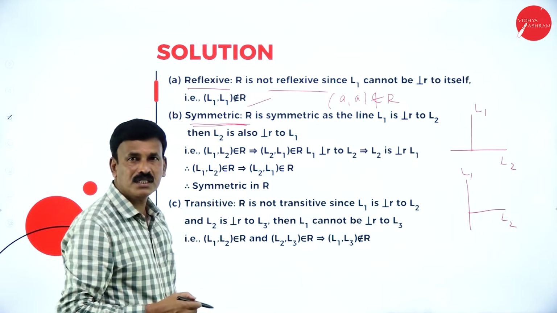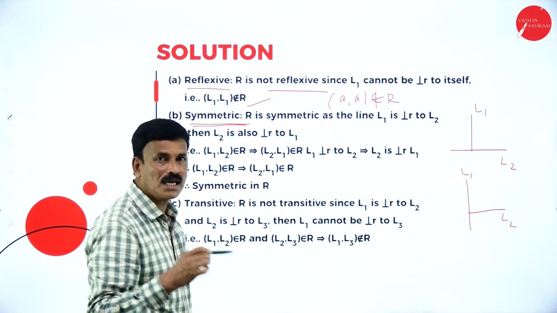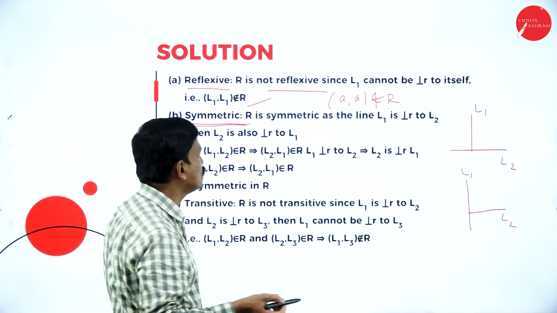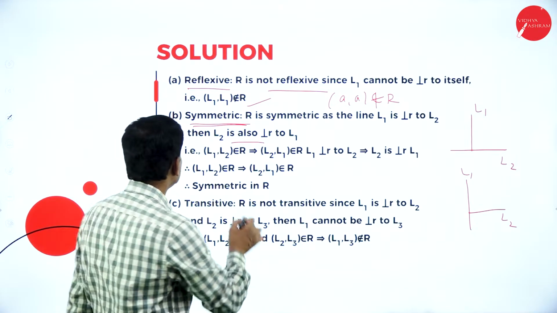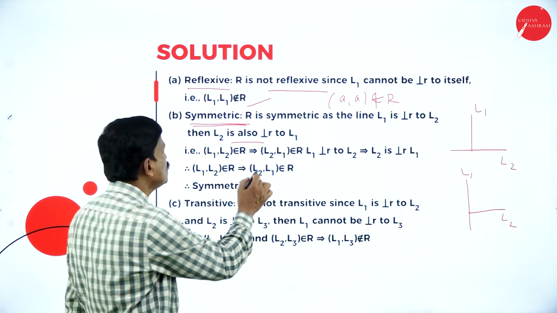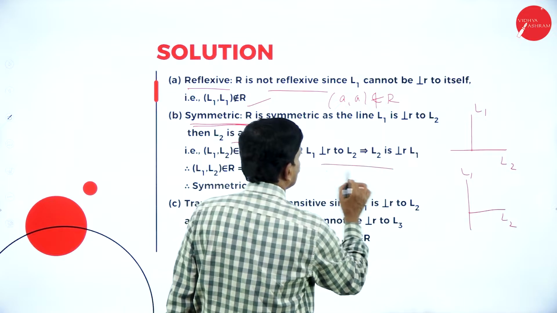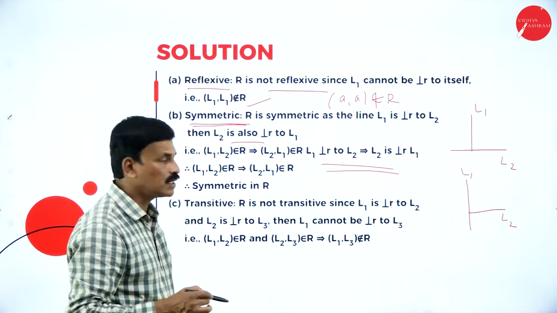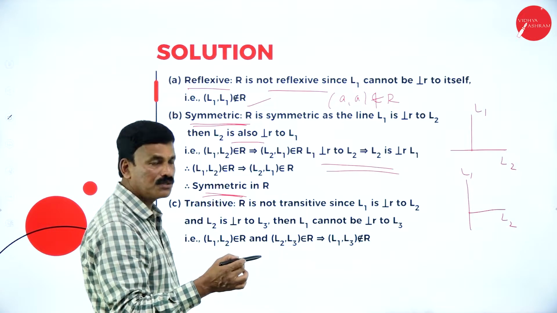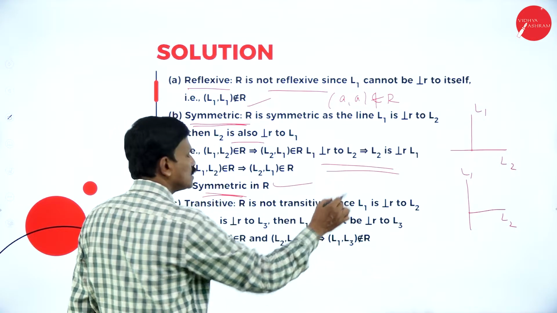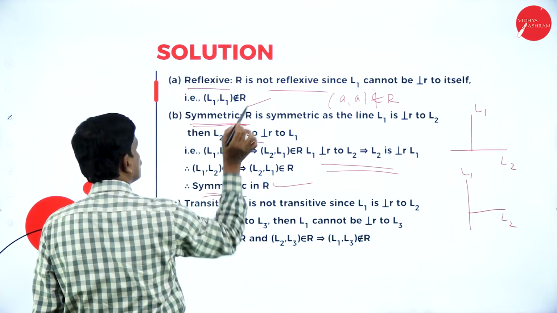So therefore the given relation is symmetric. That is, R is symmetric, as the line L1 perpendicular to L2 implies L2 is also perpendicular to L1. (L1, L2) belongs to R implies (L2, L1) also belongs to R. L1 is perpendicular to L2 implies L2 is perpendicular to L1. Therefore, (L1, L2) belongs to R implies (L2, L1) belongs to R. Therefore, R is symmetric. This is not reflexive.